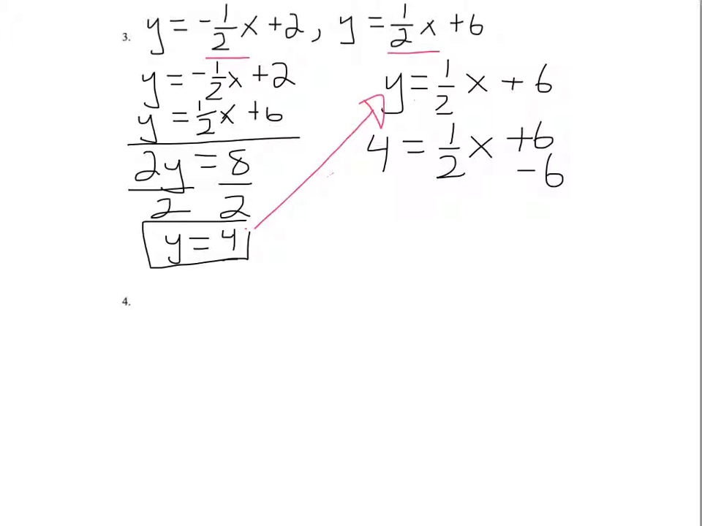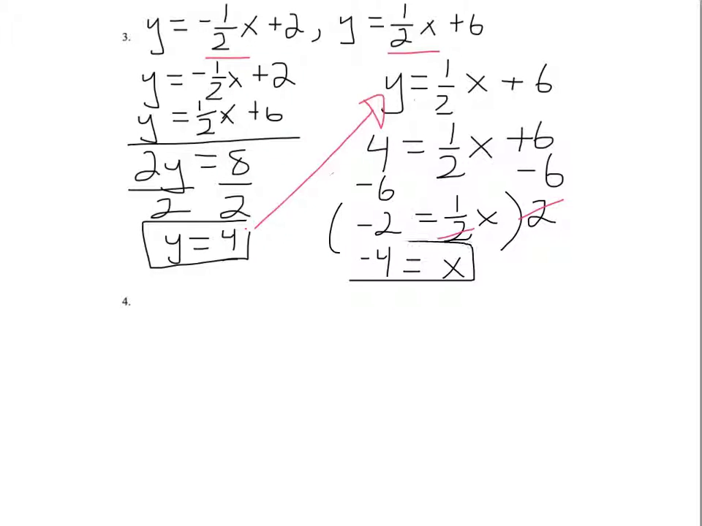Alright, taking away 6. Negative 2 equals 1/2 x. Multiply both sides by 2. The 2 and the 1/2 cancel out. And the 2 times negative 2 is negative 4. And there's the second part of my answer.